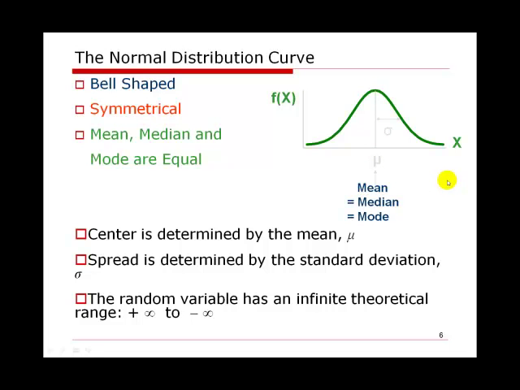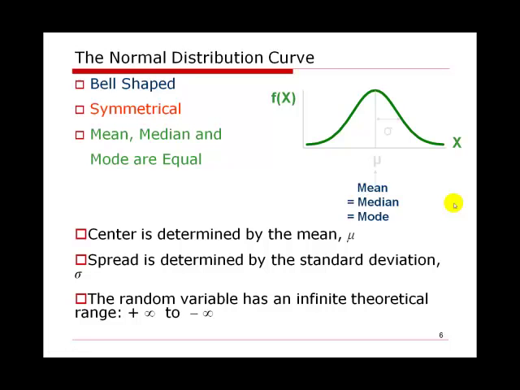So for a normal distribution curve, or the PDF curve, the center is determined by the mean, mu. The spread is determined by the standard deviation, sigma. And the range of this random variable, theoretically, is defined from negative infinity all the way to positive infinity. So this is how the normal distribution probability density curve looks.